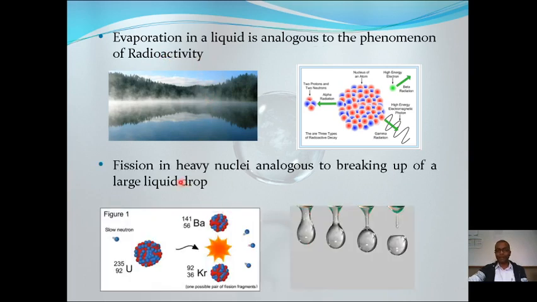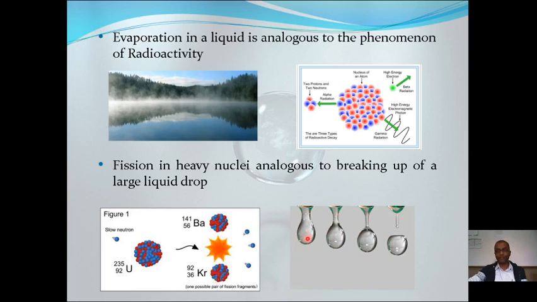Another similarity: fission in a heavy nucleus is analogous to breaking up of a large liquid drop. If I have a heavy nucleus like that of uranium, and a neutron with sufficient energy bombards this heavy nucleus, what happens? It breaks up into two parts of comparable masses with the liberation of a large amount of energy. This is important: a heavy nucleus breaks up into two parts of comparable masses.